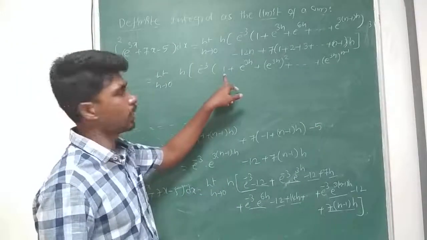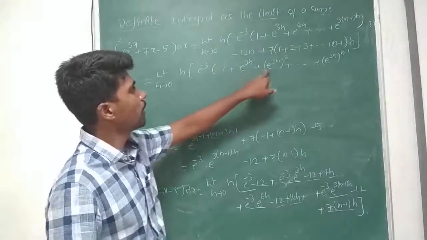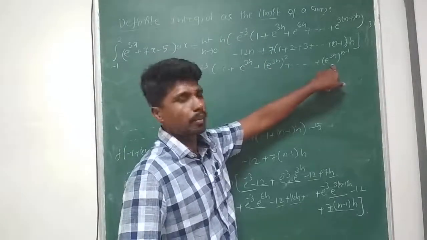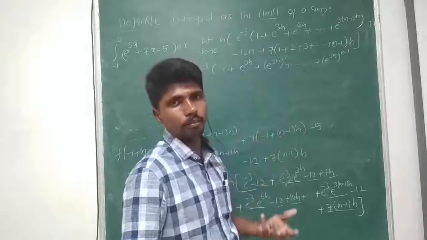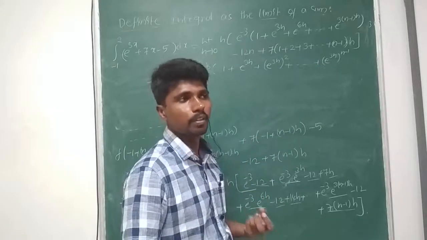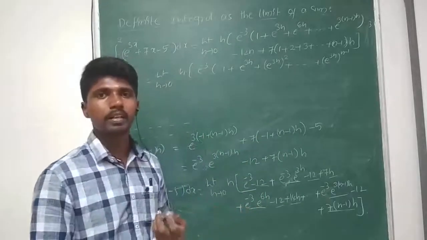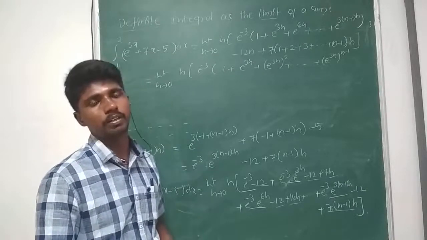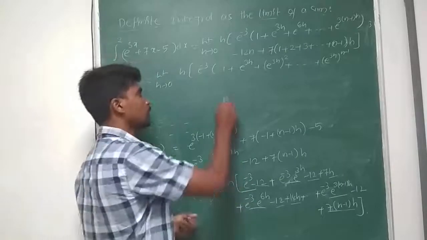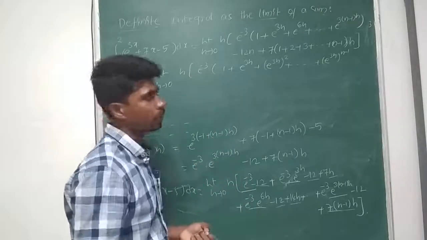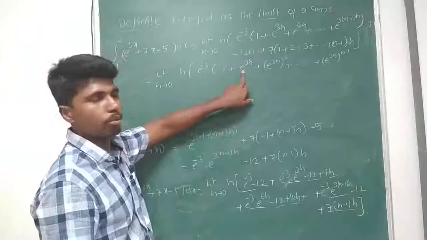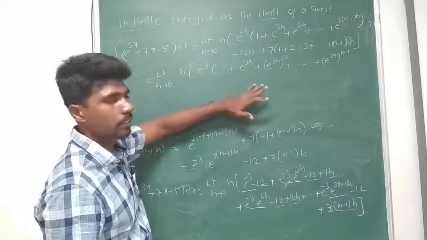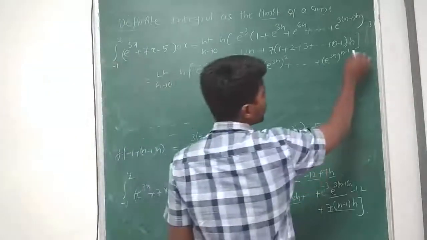The value of a is 1, ar square plus and so on, ar power n minus 1, the nth term. So how many terms do I have? I have n terms. The sum of n terms in a GP is nothing but a into r to the power n minus 1 by r minus 1. So what is a here? The value of a is 1. And what is r? T2 by T1, e power 3h by 1, which is nothing but e power 3h. Okay, so I hope you understand.